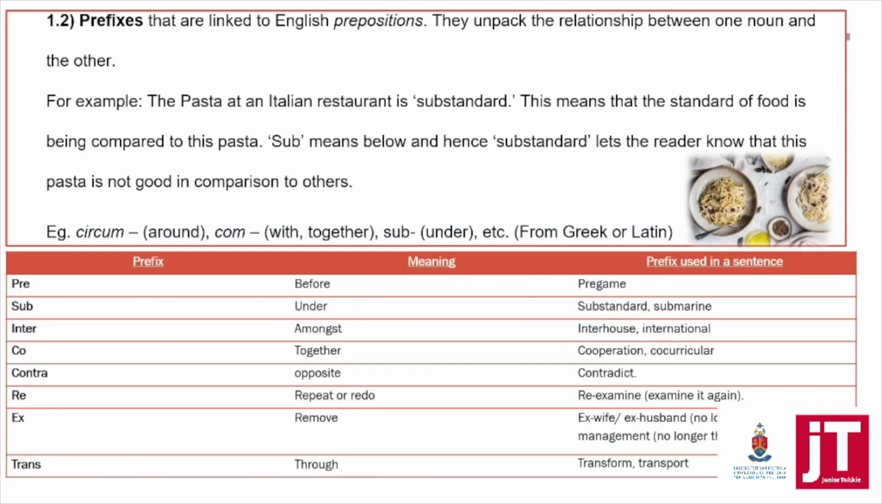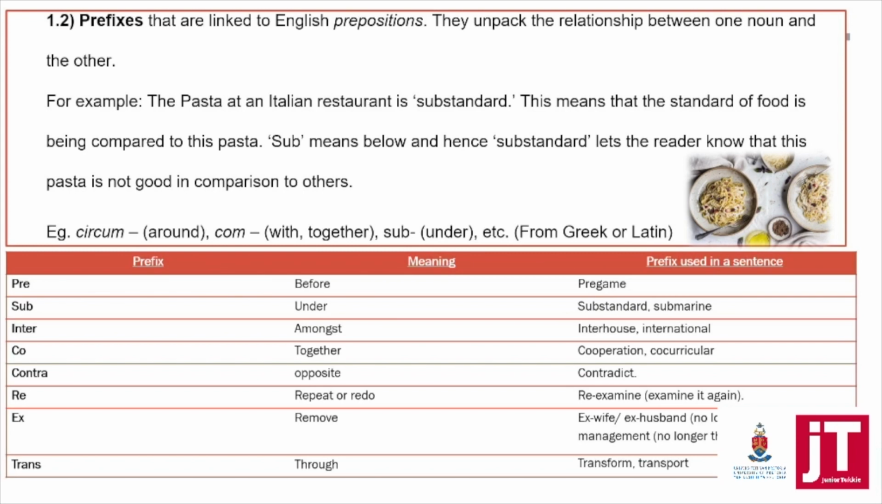Let's move on to 1.2. This is a prefix that is linked to an English preposition. Basically, what it's doing is it's showing the relationship. Okay, I don't think that they'll ever ask you to identify one of these prefixes and say, oh, is it part of 1.2 and define 1.2? No, just understand that these prefixes are here to basically help you understand something in relation to another. So it unpacks that relationship.